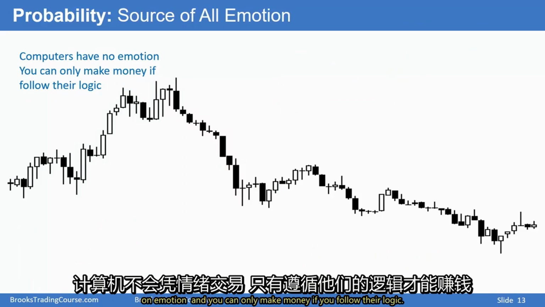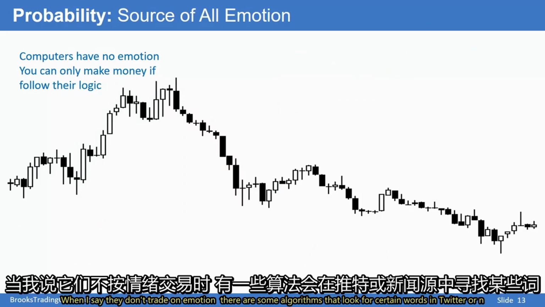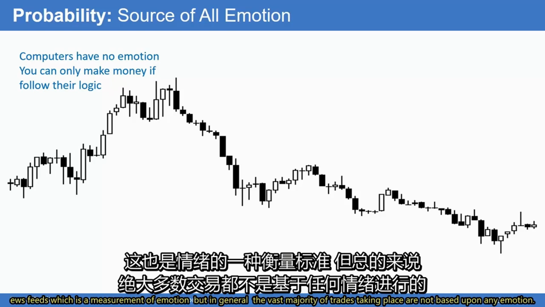Computers don't trade on emotion, and you can only make money if you follow their logic. When I say they don't trade on emotion, there are some algorithms that look for certain words in Twitter or news feeds, which is a measurement of emotion, but in general, the vast majority of trades taking place are not based upon any emotion.